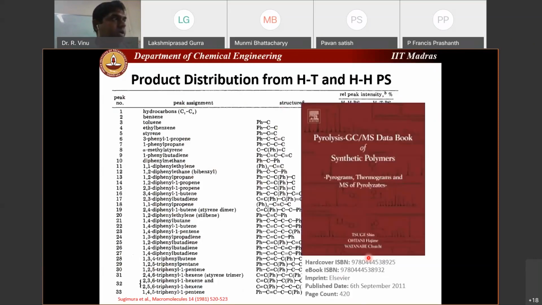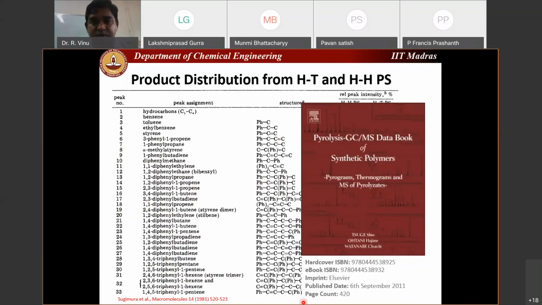I would like to say that for those of you who are working on pyrolysis GCMS, this is a very good book. This is actually a database of Py-GCMS thermograms and MS of a wide variety of polymer samples, synthetic polymers to natural polymers and so on. This can be used as a good reference if you are going to start working with polymer pyrolysis. It gives you a good idea of the typical products you can expect, so that you can correlate it with the actual products that you are getting.